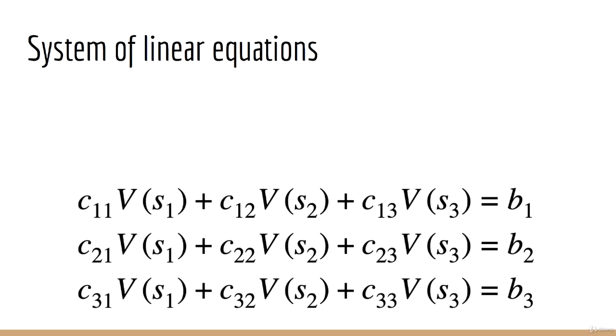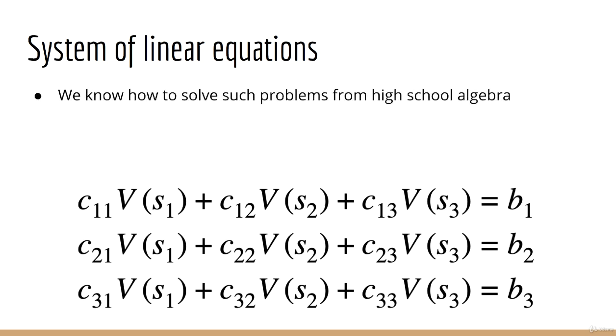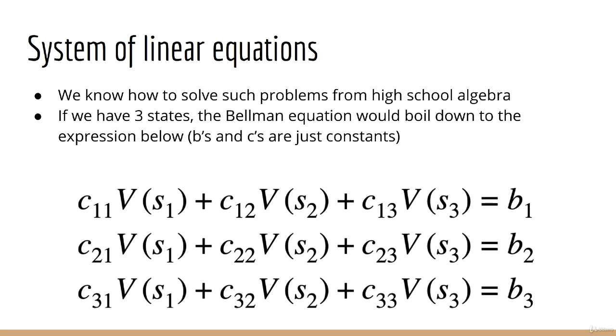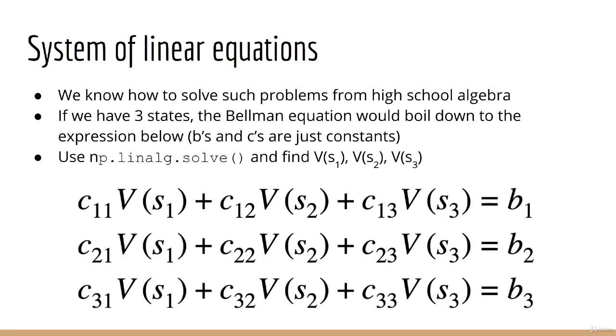Surprisingly, this just becomes a system of linear equations, which you know how to solve from high school algebra. Suppose we have three states. Then, if we simplify the summation from the Bellman equation, we would arrive at something like this. So here, the b's and the c's are just constants which are derived from the probabilities, which we've assumed that we know. From this, we can call a simple function like np.linalg.solve, and this would tell us V of s1, V of s2, and V of s3. In other words, if we know both our policy and the environment dynamics, we can solve for the value function using only linear algebra.